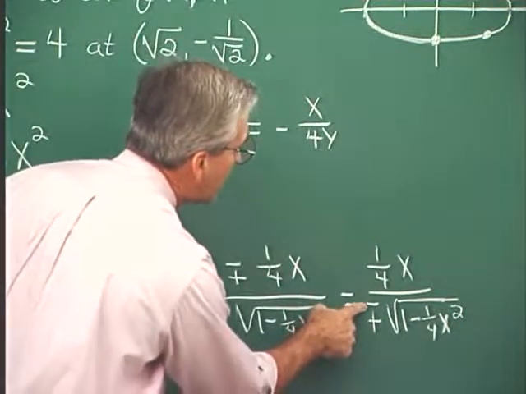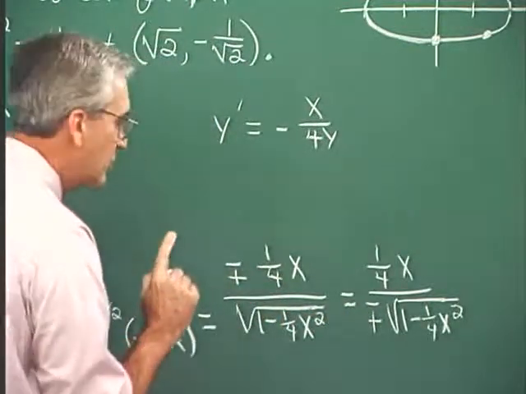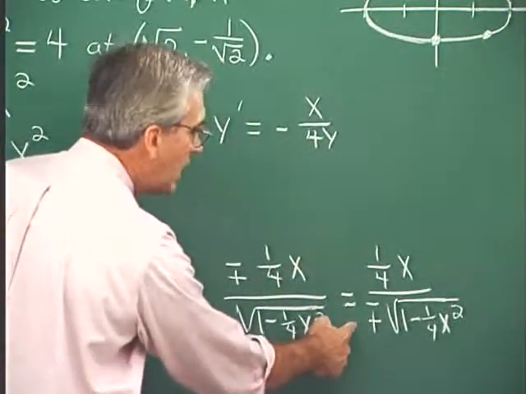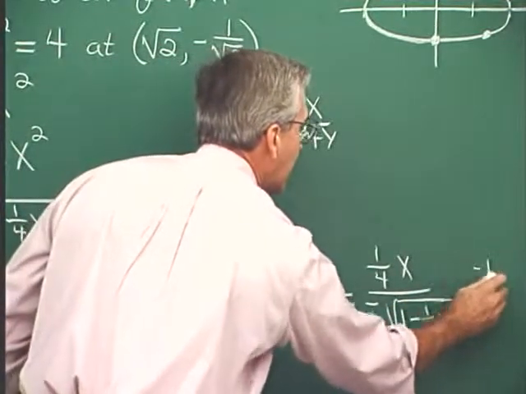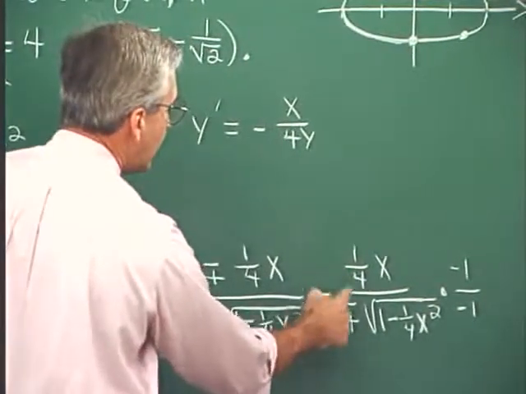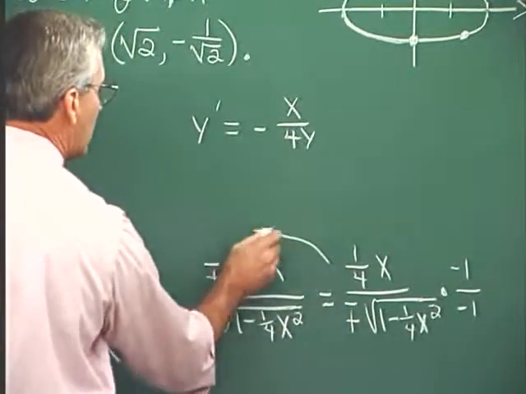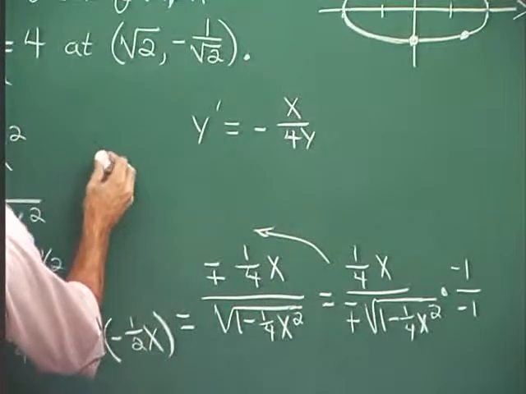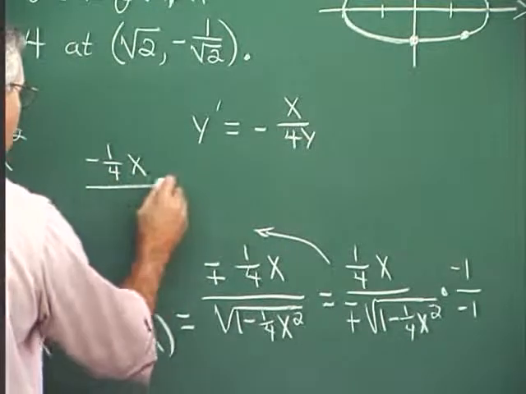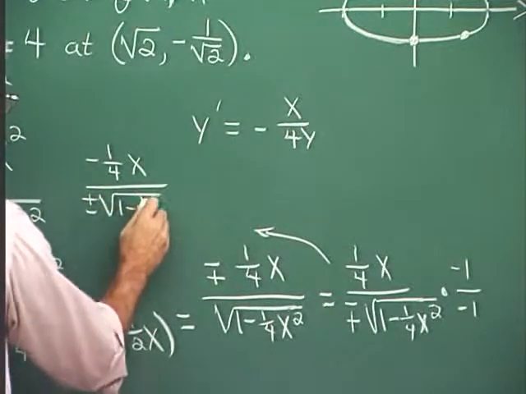Now what I want this to read though is not minus plus, but plus minus. And to get that situation to change, I need to multiply in both numerator and denominator by -1. So I'll multiply -1 in the numerator, -1 in the denominator. And now the numerator becomes negative and this becomes plus minus. All right, let me see where I have some room. I'm going to work up toward this way. So I have -1/4 x in the numerator. In the denominator I have plus or minus the square root of 1 minus 1/4 x squared.